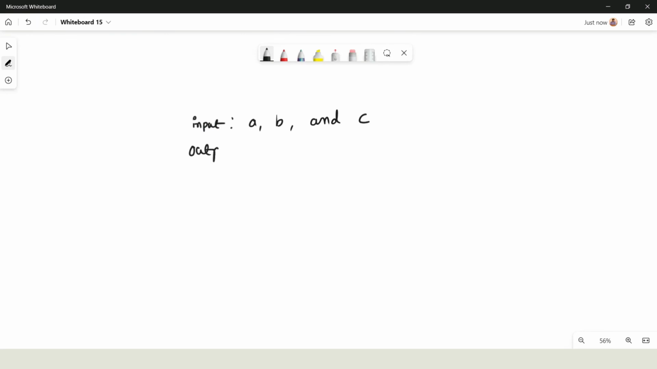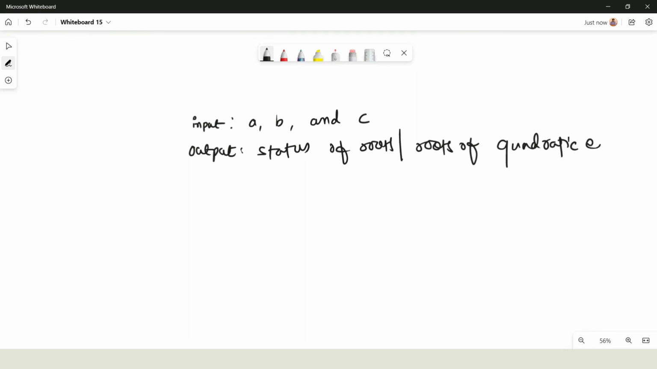So input would be a, b and c. Output, status of roots, or either we can say roots of quadratic equation, or you can specify the input, that is coefficients of quadratic equation, that is a, b and c. Let's start the solution.